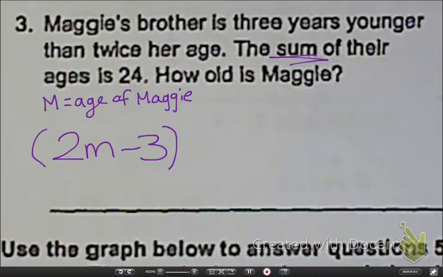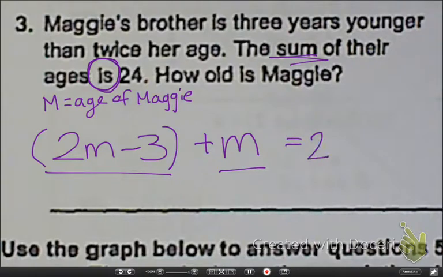So if 2m minus 3 represents the age of Maggie's brother, and m represents the age of Maggie, if we add together those two, that would be the sum of their ages. And this keyword, "is," is a really, really important word in math. Whenever you see that word is, it means equals. So equals 24, and there's my equation. I just set up an equation to figure out how old she was.